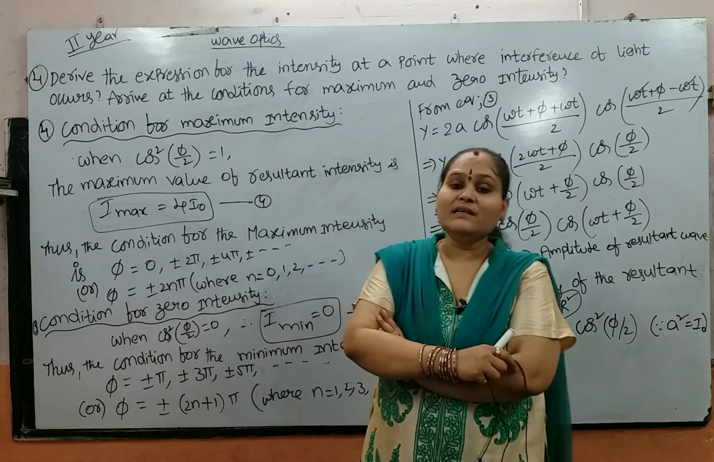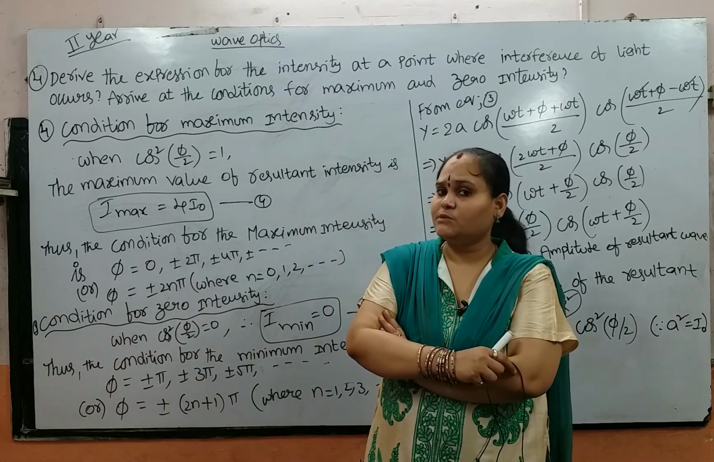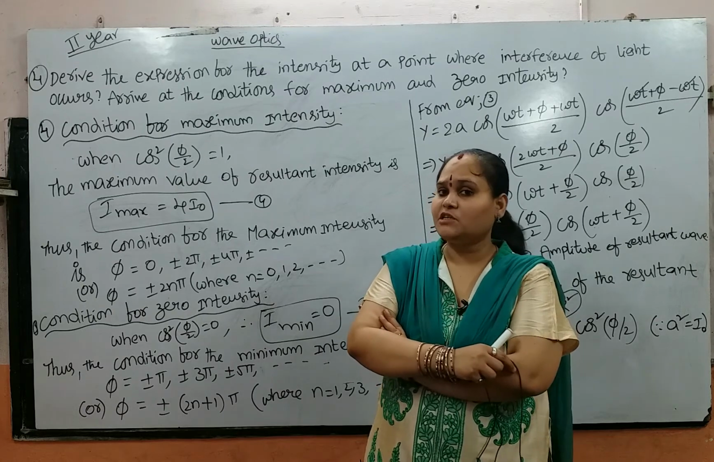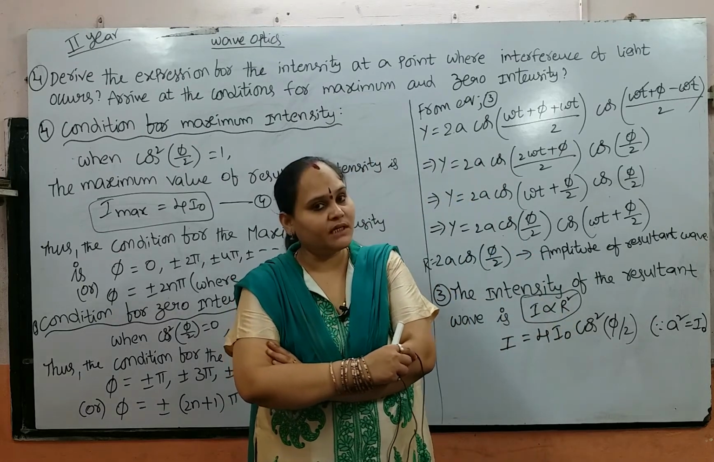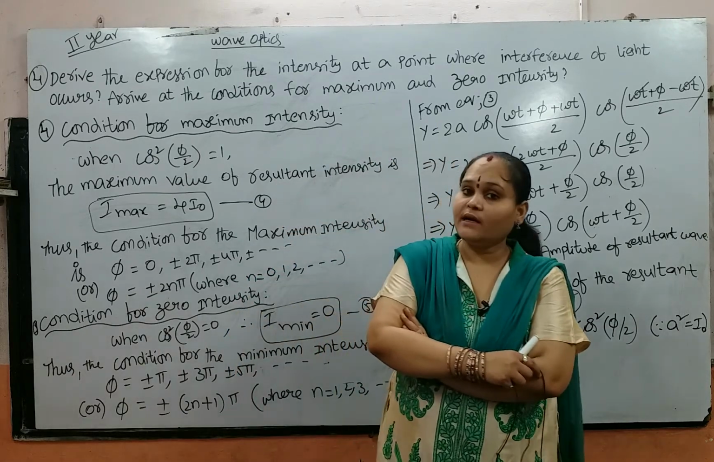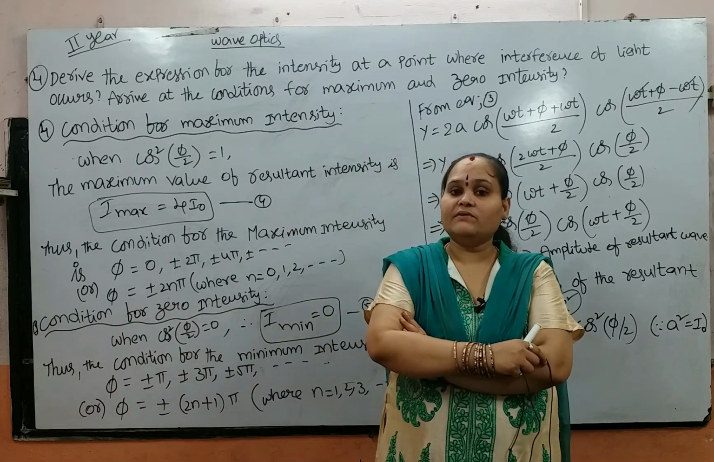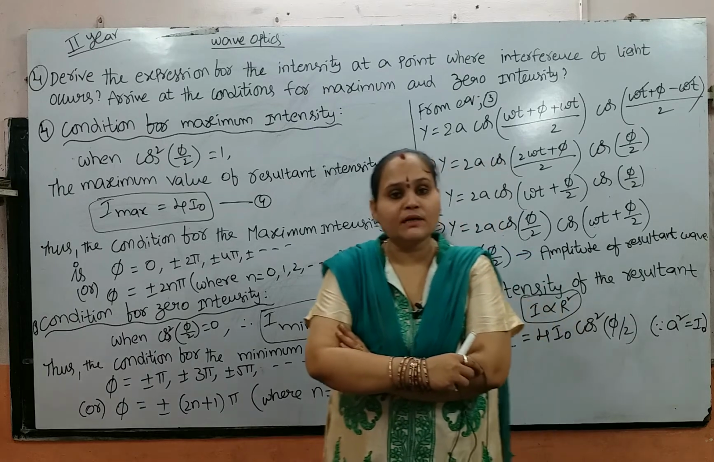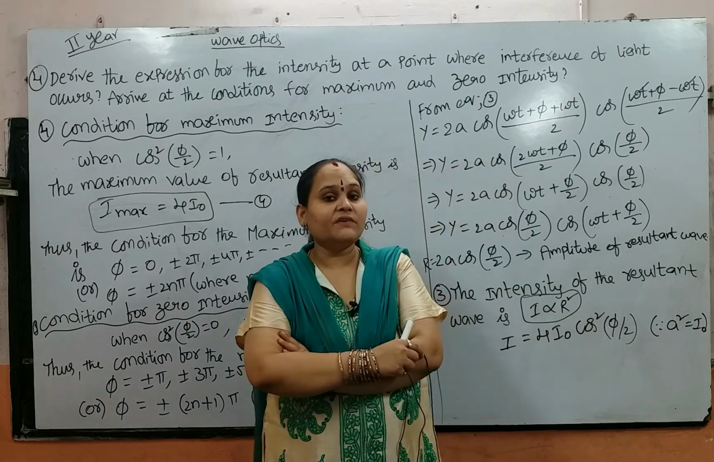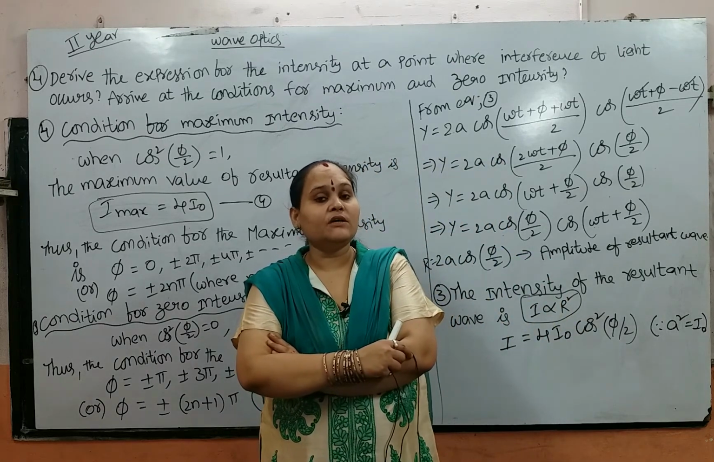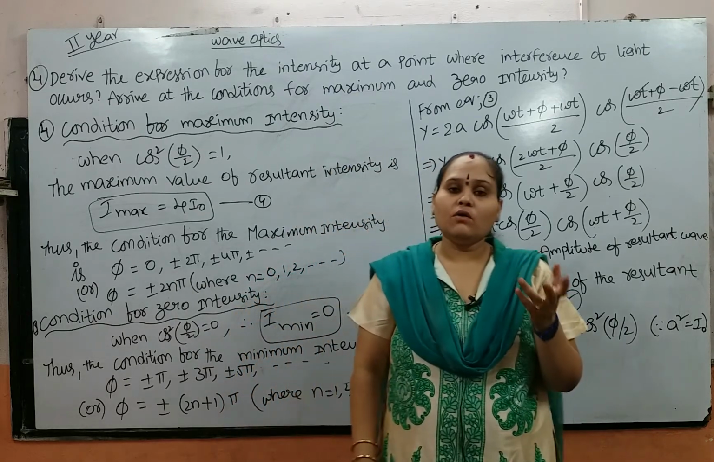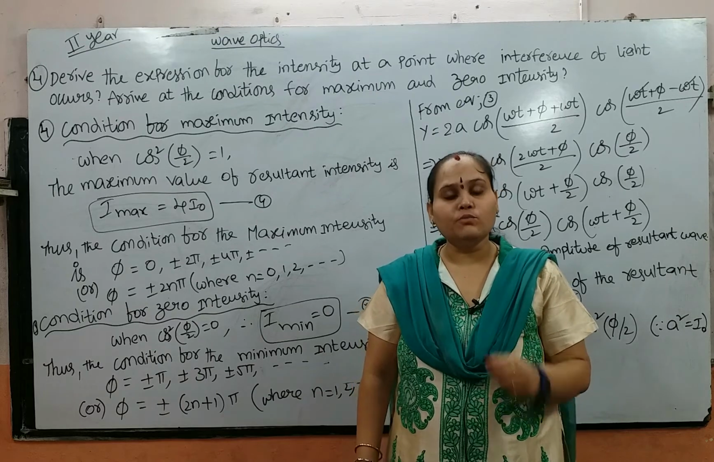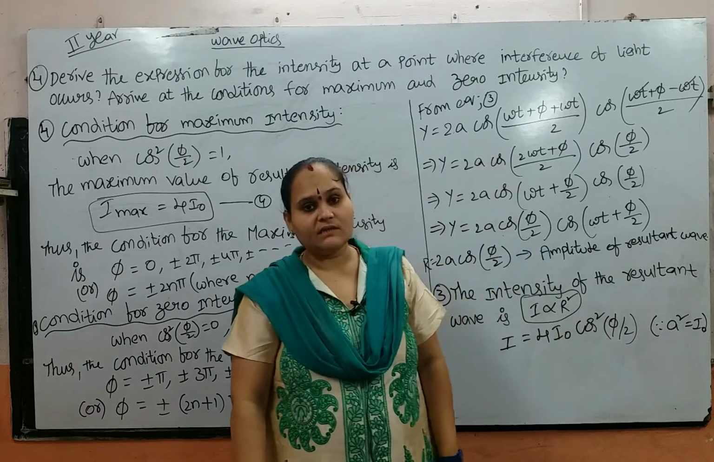Each individual source has a displacement equation, and the displacement is denoted by y. The first wave has the displacement equation y1 equal to a cos omega t, and the second wave has the equation y2 equal to a cos (omega t plus phi). Here phi is the phase difference between the two waves. That means we are considering two waves having a certain phase difference. In this, a is the amplitude, omega is the angular frequency, and phi is the phase difference.